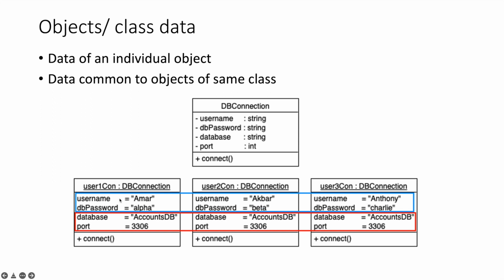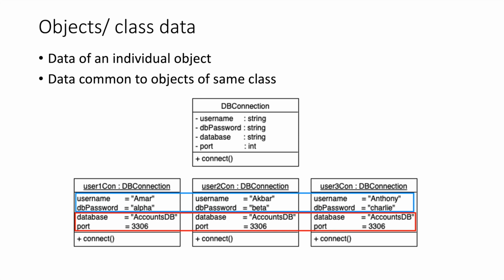You will notice one thing: there are certain attributes whose values are changing for every object, and there are certain attributes whose values are not changing, because Amar, Akbar and Anthony are all going to use the same application, and probably the application is using the same database for every user. No application will be stupid enough to instantiate a new database instance for every user.